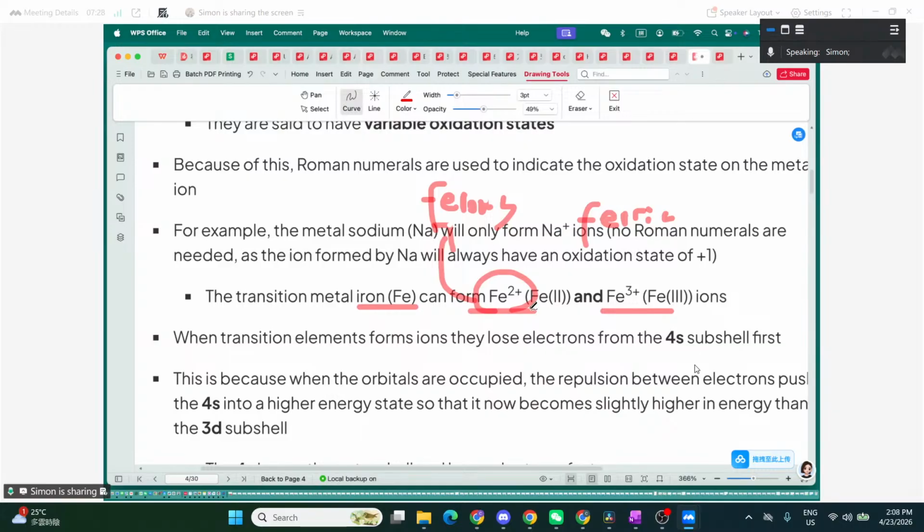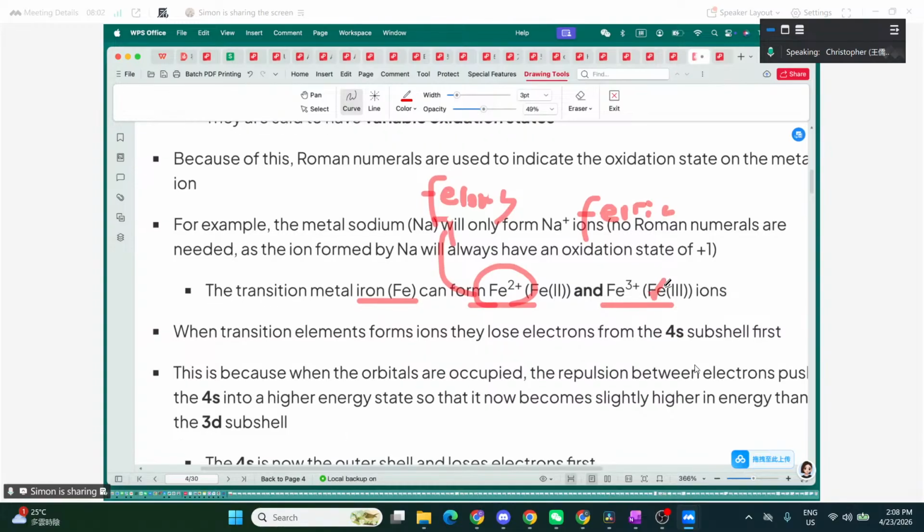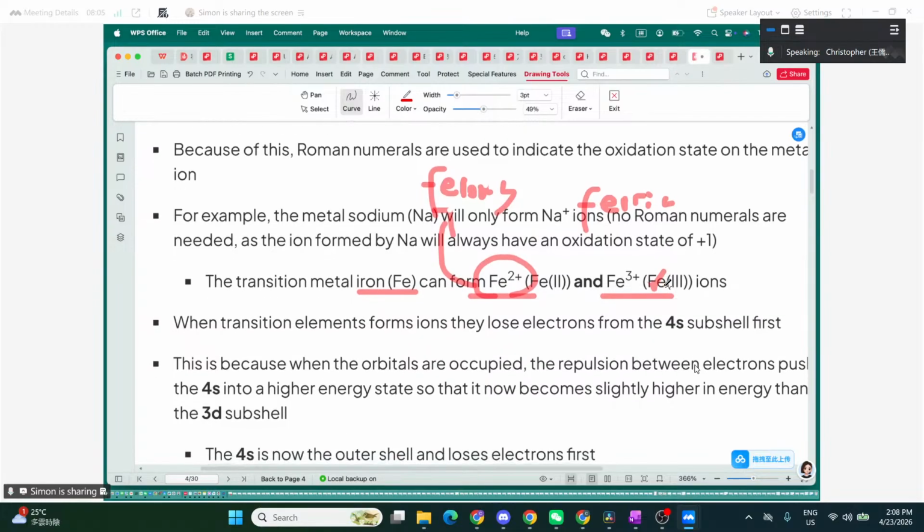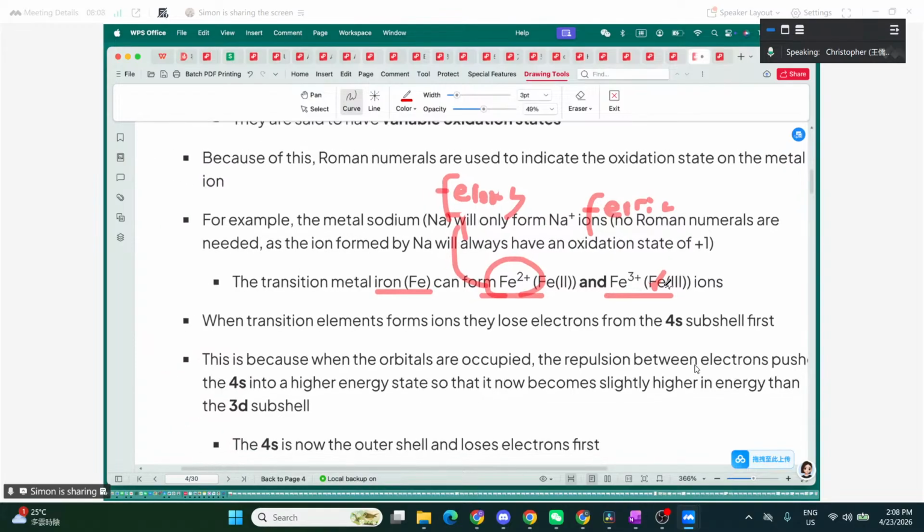So you tell me, how is the process to form the two positive iron ion, and how to form the other type of ion, the iron three positive? How's the process? For 2 plus, the 4s2 subshell loses 2 electrons. And for the 3 plus, the 4s2 loses 2 electrons, and also the 3d6 loses 1 electron and becomes 3d5.